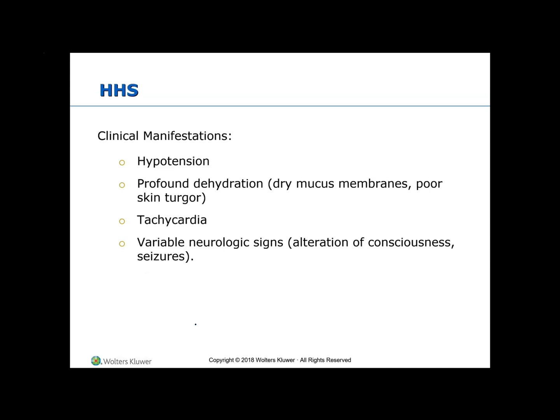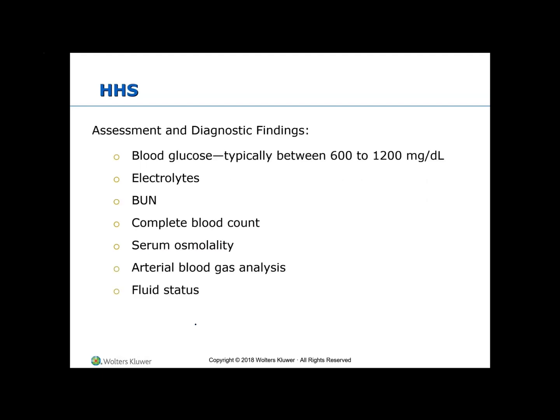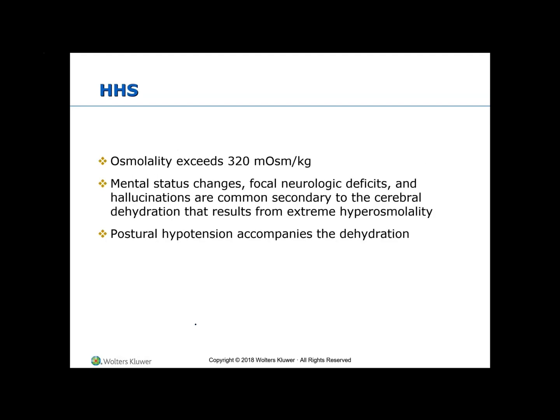Manifestations: you're going to have hypotension, right? If you're dehydrated, you have hypotension, dry mucous membranes, tachycardia, and then depending on the progression, variable neurologic signs. Assessments and diagnostic findings: you're going to be checking electrolytes, your CBC, serum osmolarity. Blood glucose can be anywhere from 600 to 1200. Like I say, it doesn't come up as fast, but it gets higher because it's not noticed as quickly. You don't have the same emergency of acidosis like in DKA.